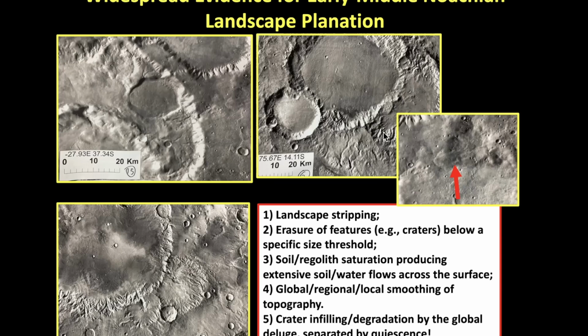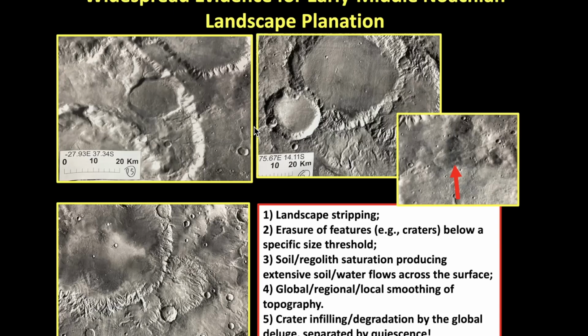You can see, for example, this crater material is going from the rim. Rim material is eroding down into here, and it's actually flowing out into here. And we see soil regolith saturation, producing extensive soil water flows across the surface and global and local smoothing of topography. And also you see crater infilling. You can see here various levels of crater infilling, and the crater wall rills that you see are generally continuously being formed from material flowing in from the rim.